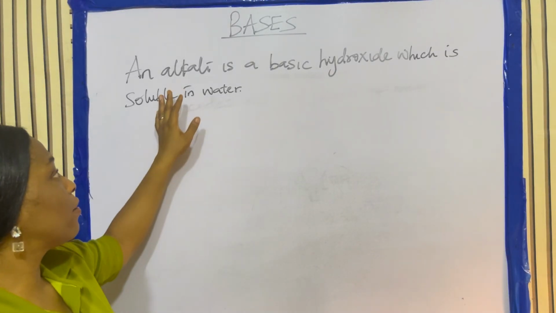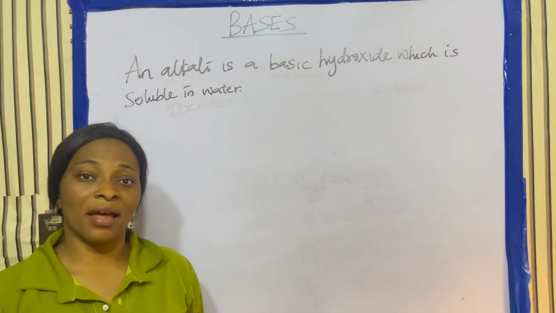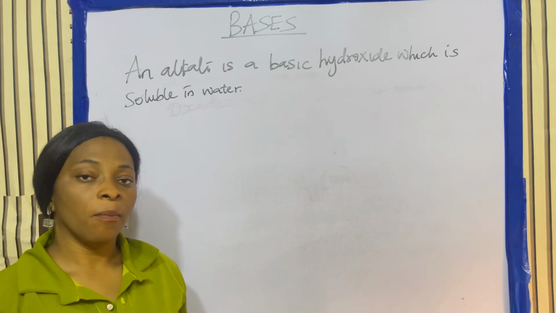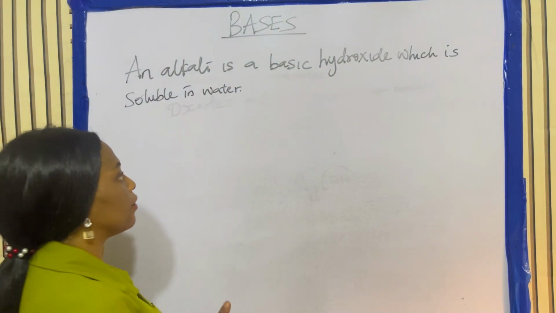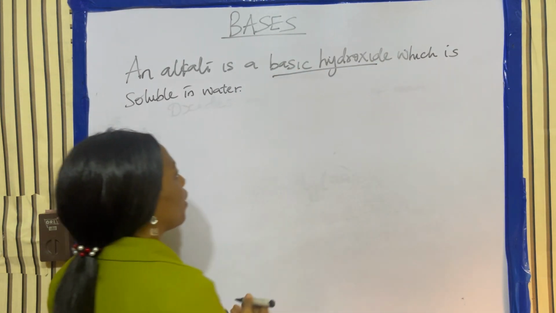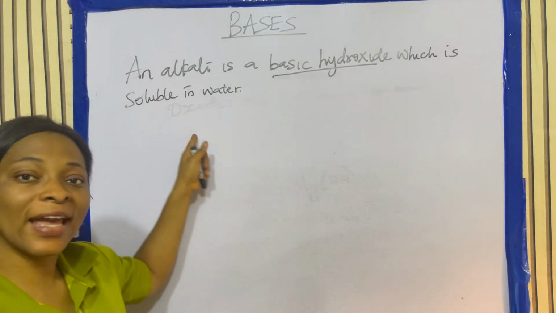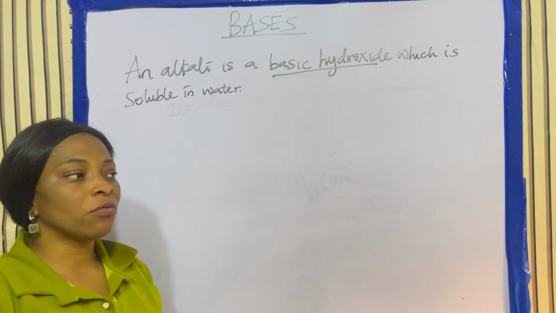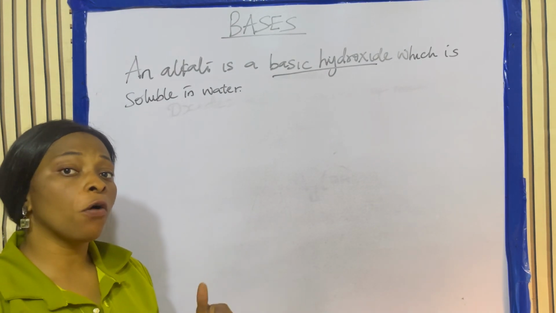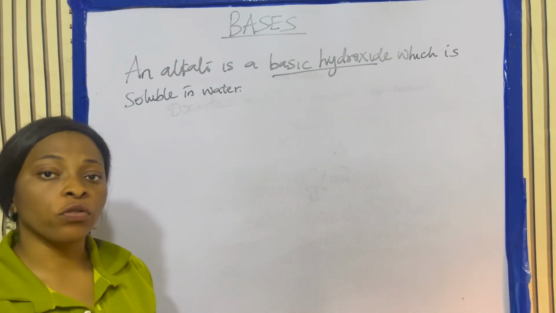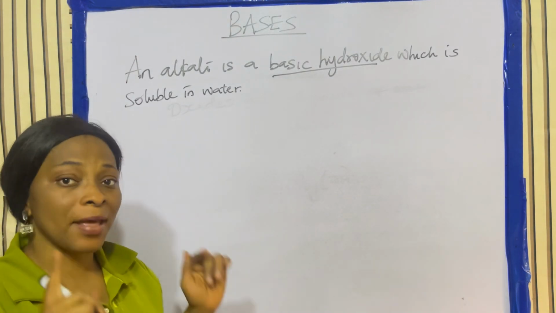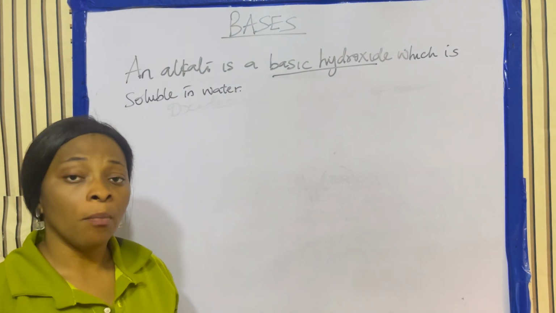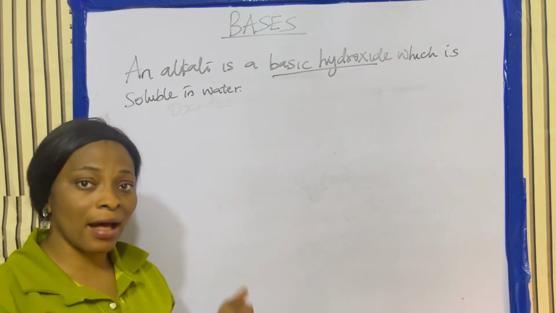So we look at an alkali. What is an alkali? An alkali is a type of base. But what is it exactly? It is a basic hydroxide which is soluble in water. That's to tell you that not all bases are alkalis, but all alkalis are bases. All alkalis are bases because they are hydroxides, but not all bases are alkalis.